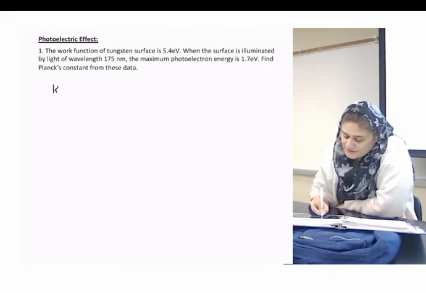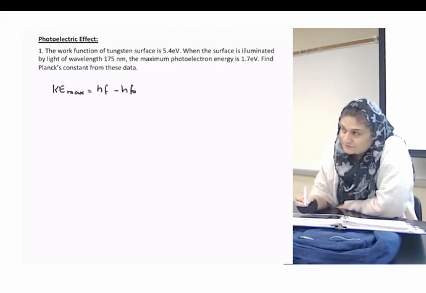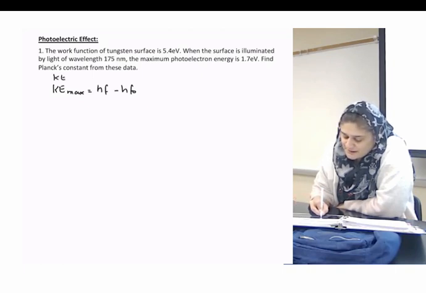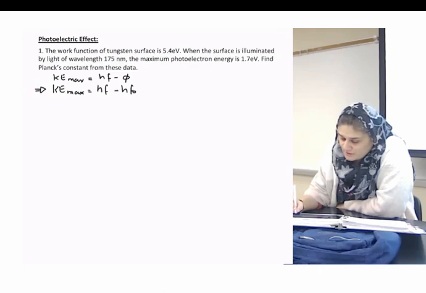So kinetic energy max was what? hf minus hf0. Or kinetic energy max could also be written as hf minus phi, the work function. And we know f equals c over lambda.